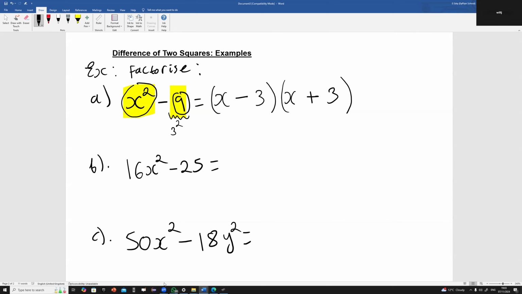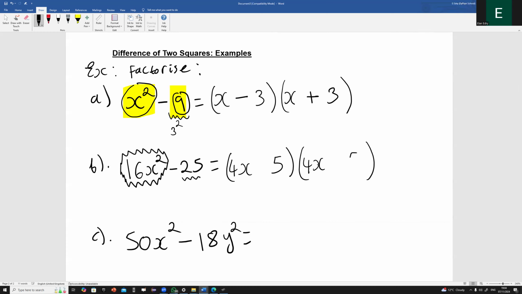Okay, fab. B, 16x squared take away 25. So, what is the square root of 16x squared? 4x, so I put 4x in. And the square root of 25 is 5. And again, you have the minus and the plus. So that one's quite straightforward.